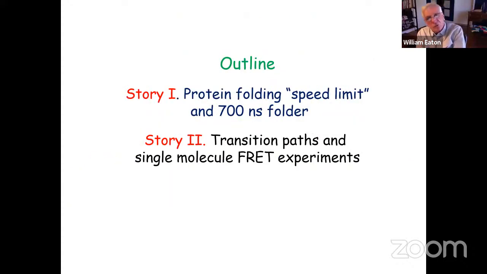So I'm going to tell you two stories. One is about the protein folding speed limit, and another is about a protein we studied, which folds in 700 nanoseconds, which of course, when I started in protein folding, people would have said, well, that's impossible. No protein can fold in 700 nanoseconds. The second story is about transition paths. This is a concept that's well known to theorists, but is not very familiar to experimentalists. And it's something that is studied by single molecule FRET experiments. And I'll tell you about the experiments from my lab.